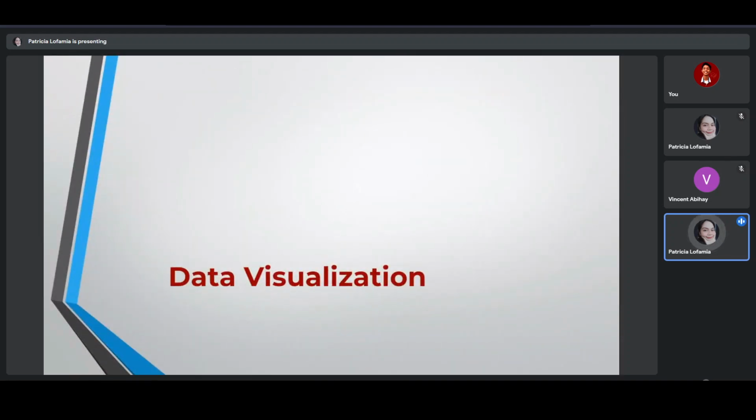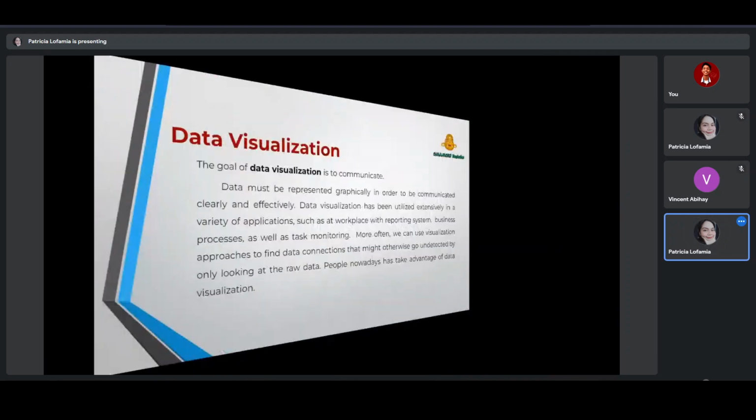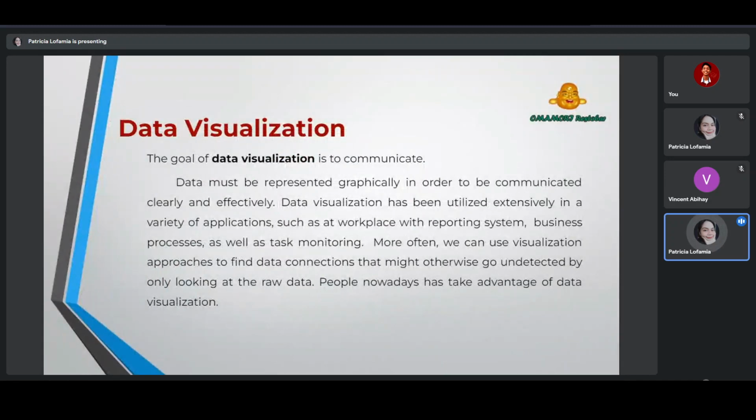Data visualization. The goal of data visualization is to communicate. Data must be represented graphically in order to be communicated clearly and effectively. Data visualization has been utilized extensively in a variety of applications, such as at the workplace with reporting systems, business processes, as well as task monitoring.